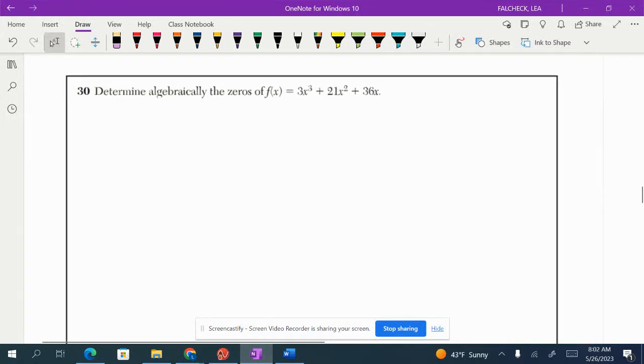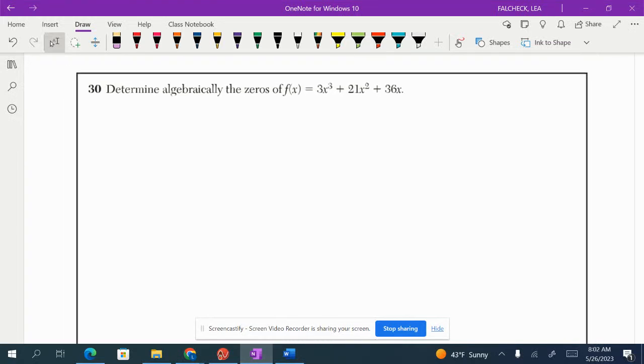Number 30, determine algebraically the zeros of f of x equals 3x cubed plus 21x squared plus 36x. So when we determine algebraically the zeros of a function, what we're going to have to do is cross off that f of x and make it a zero. You want to set that equation equal to zero. So now we've got 3x cubed plus 21x squared plus 36x equals 0.